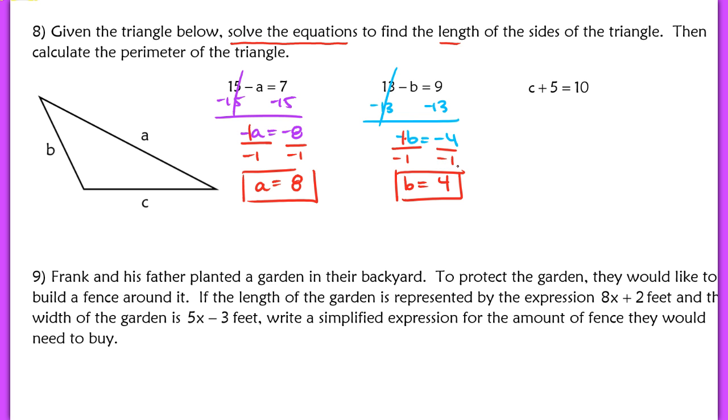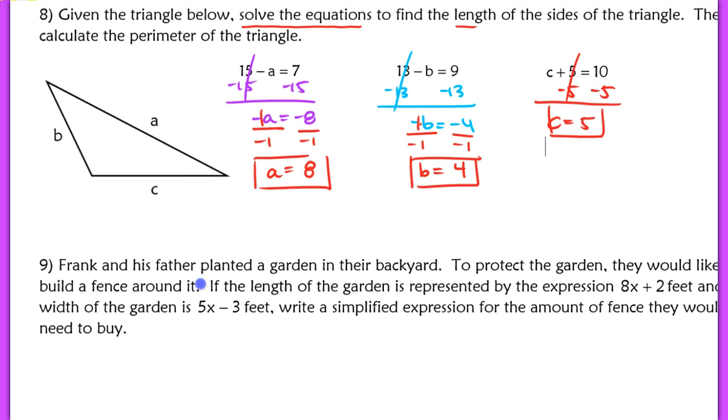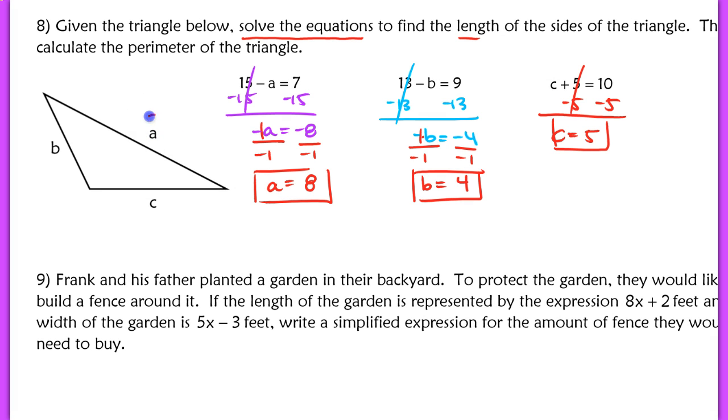Finally, for c, this is a pretty standard question here. I think in one step you guys would all be able to get that. We just subtract 5 on both sides. We're left with c equaling 5. Now we're going to take the values for a, b, and c. We're going to plug them back into the triangle here.